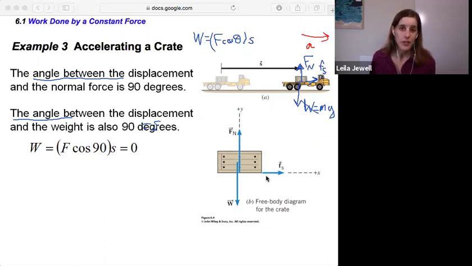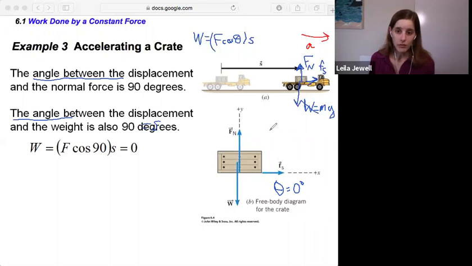What about the work done by this frictional force? Well, in this case, what's the angle? The displacement's to the right, the force of friction's to the right. So our angle is 0 degrees. Cosine of 0 just gives us 1. So the force of friction looks like it's going to be doing some work. The other thing we'll need to figure out is the magnitude of the force of friction.